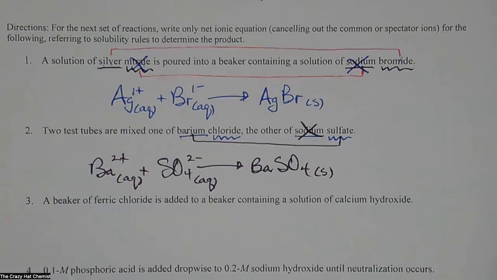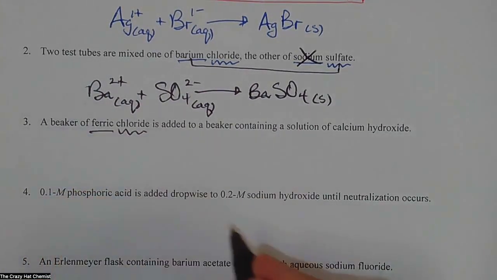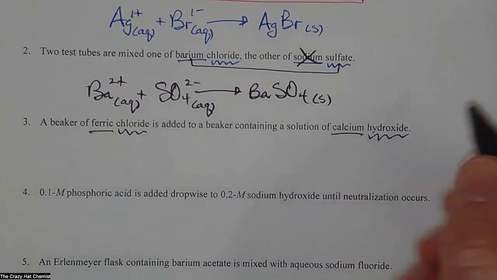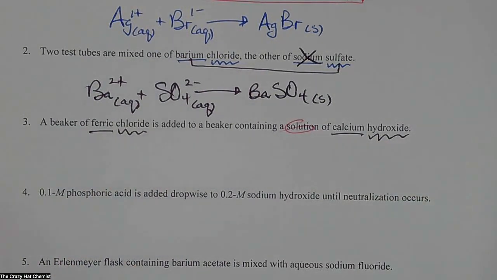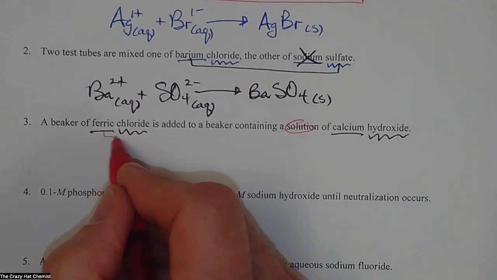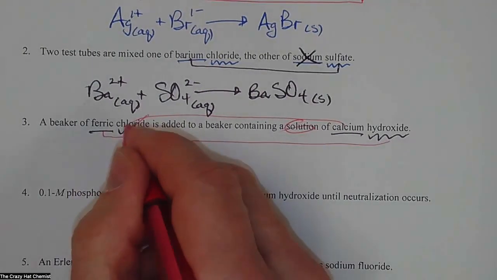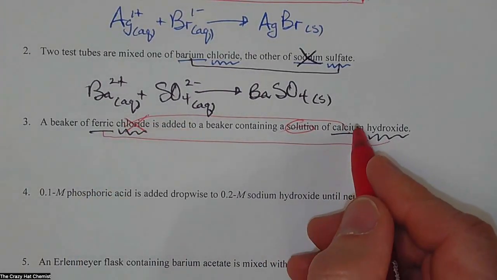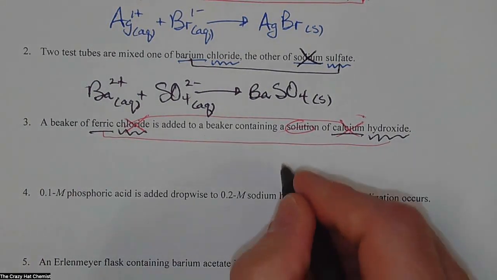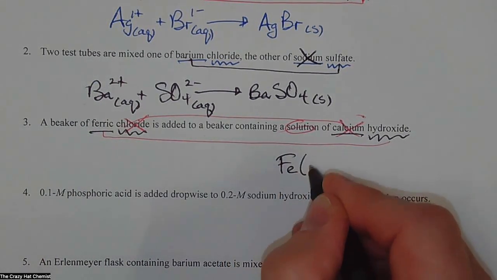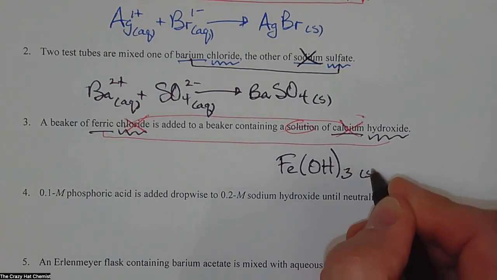Done. Perfect. Okay, next one is ferric chloride and calcium hydroxide. Okay, and it did say solution here of that, by the way. All right. So ferric hydroxide or calcium chloride? Not the calcium chloride because that's not silver, mercurius, or plumbus. So no. So therefore, it's the ferric hydroxide. So ferric is a 3 plus charge. Hydroxide is a 1 minus. Don't forget about those parentheses and that 3, and that's a solid.